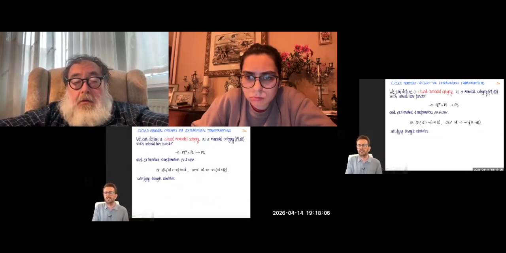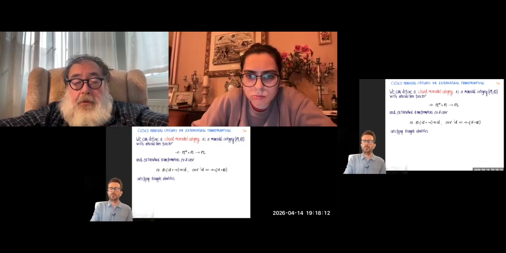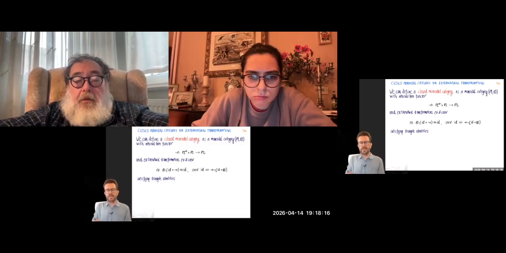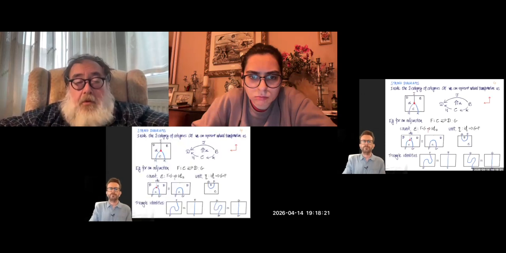Leave the first thing as it is and tensor, and then do the internal Hom. So that's the right shape of those, but we'll see that a bit more later on. And these satisfy triangle identities. I'm not going to write them down at this point, but we'll see them graphically a bit later.